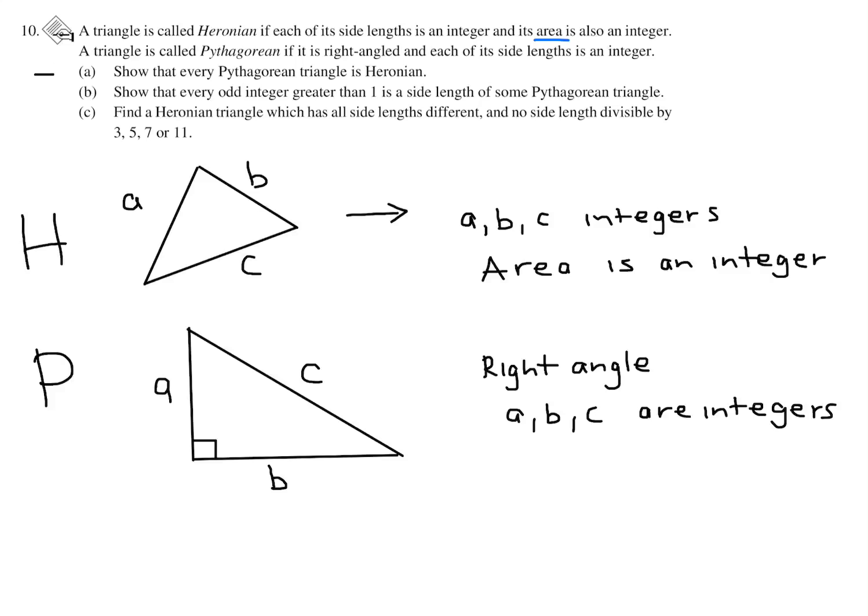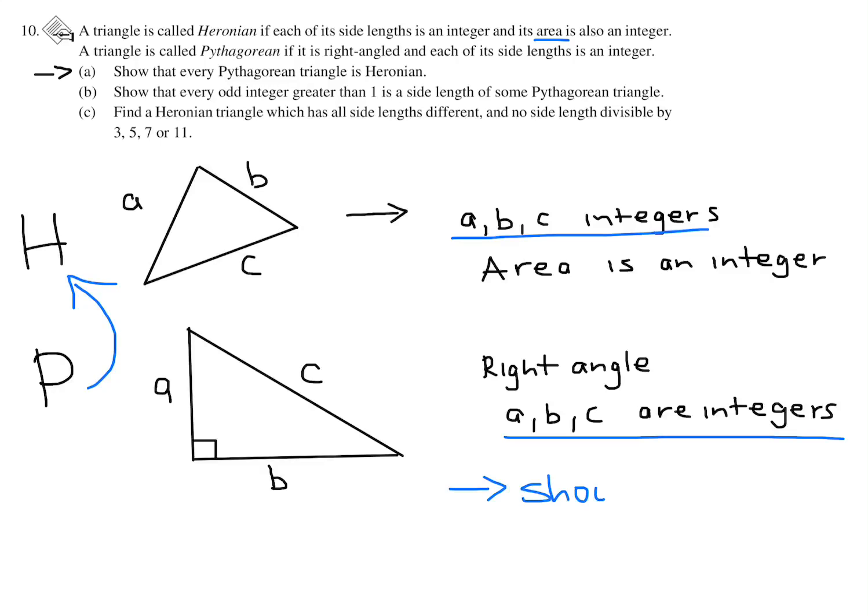Well, let's see. Look at our definitions. Pythagorean means right angle and A, B, C are integers. Heronian, A, B, C are integers and area is an integer. So what is common in this is that they both have integers as side lengths. But if we want to show that a Pythagorean triangle is also Heronian, we have to show that its area is an integer.